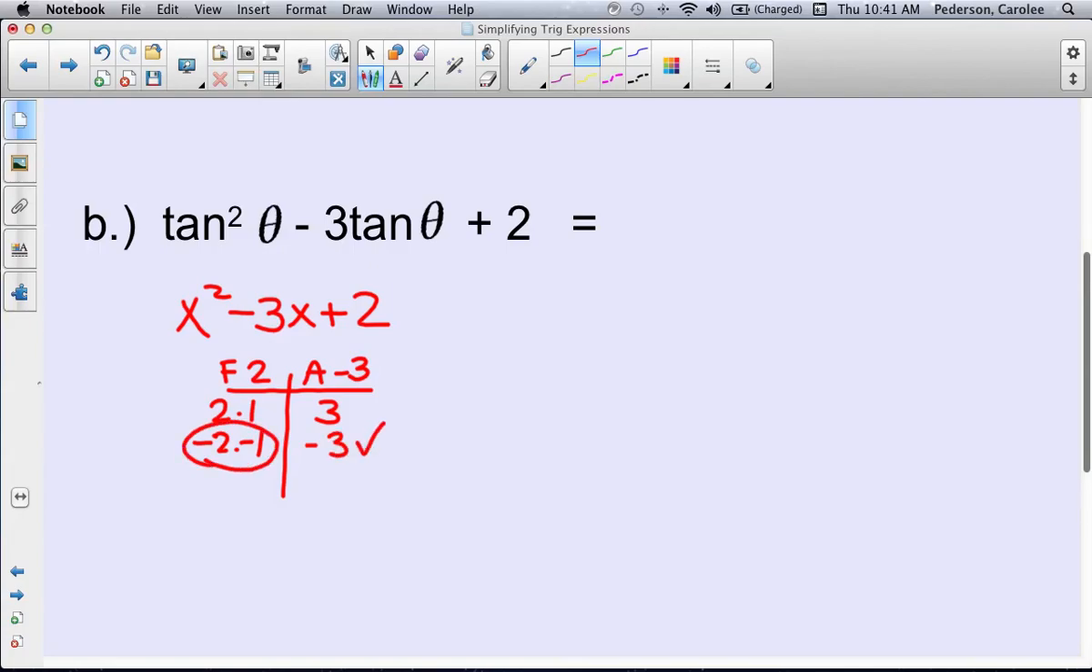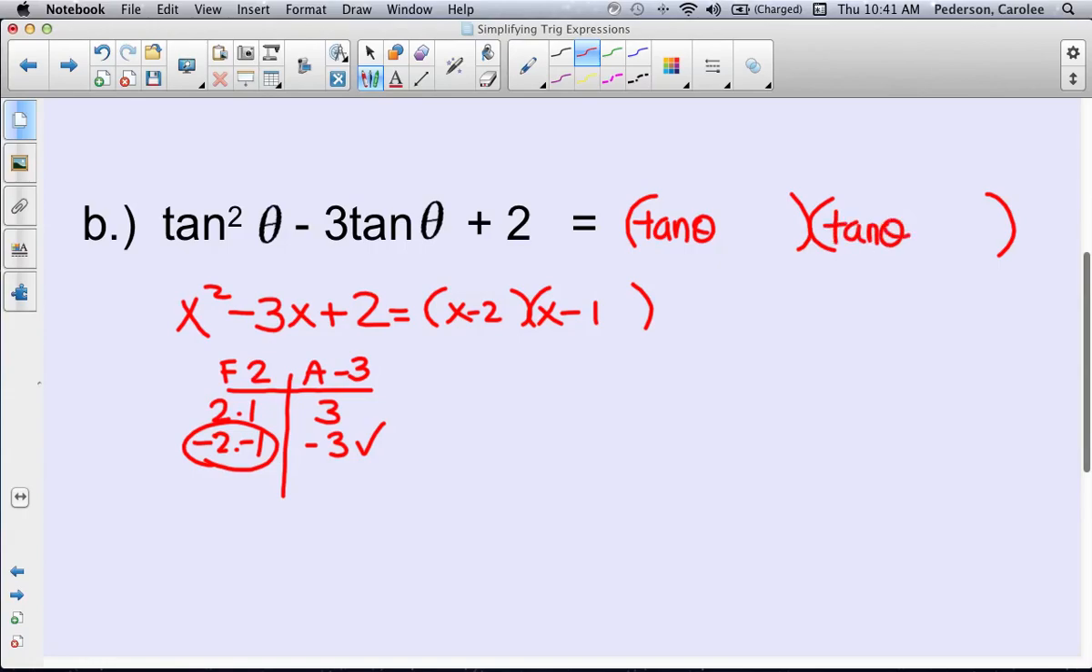So how we factor this then is split up your x squared term as x and x, and then you put minus 2 and minus 1. Well, we have the same thing here, but just with a trig function. So my x in this case would be the tangent of theta. So split up your tangent squared of theta as tangent of theta and tangent of theta. Then I have minus 2 and minus 1. If you wanted to check your work, you could FOIL this back out to get your original expression.